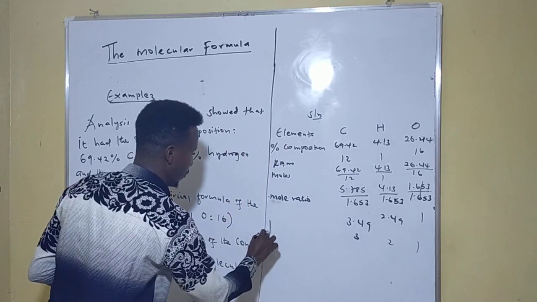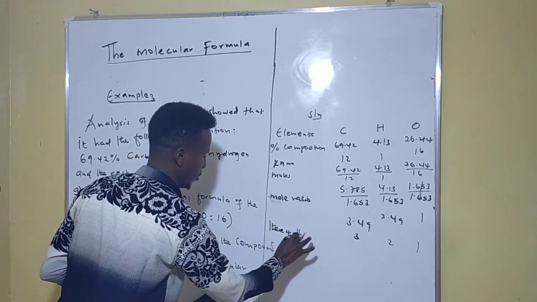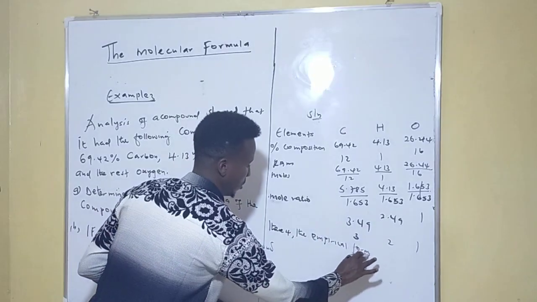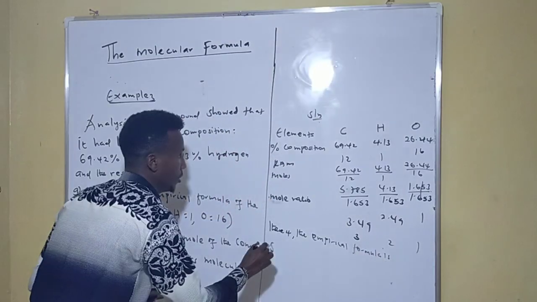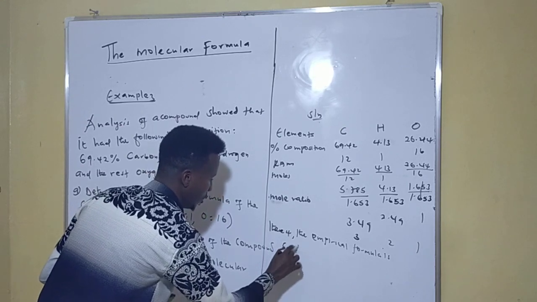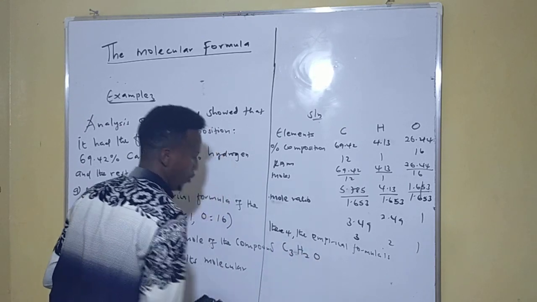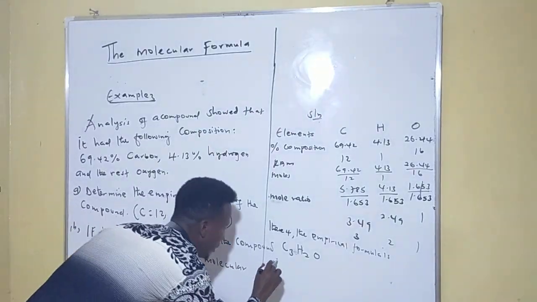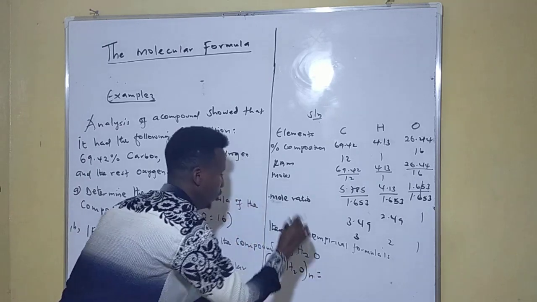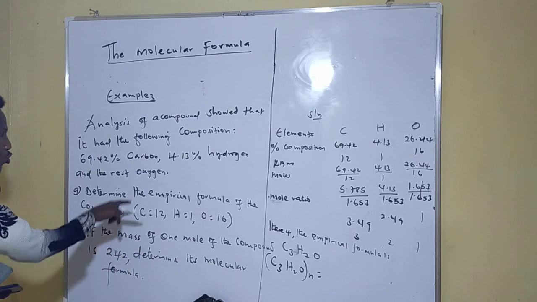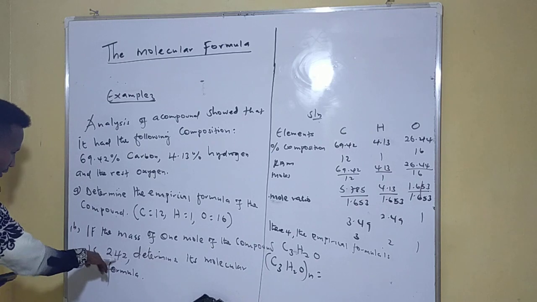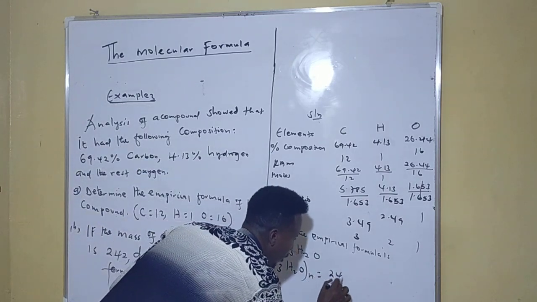So we are going to say therefore, the empirical formula is C3H2O. But remember we said that C3H2O into N is equal to 200 and what? Go back to the question. We have here now 242. So you're going to say 242.